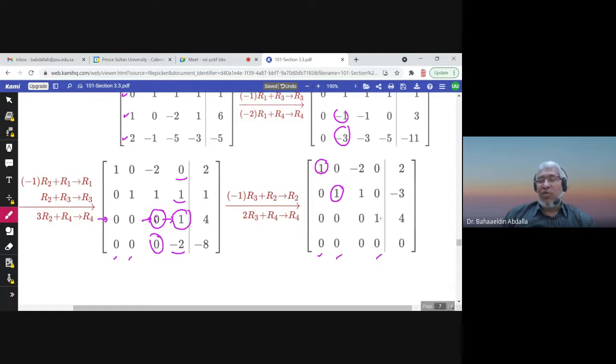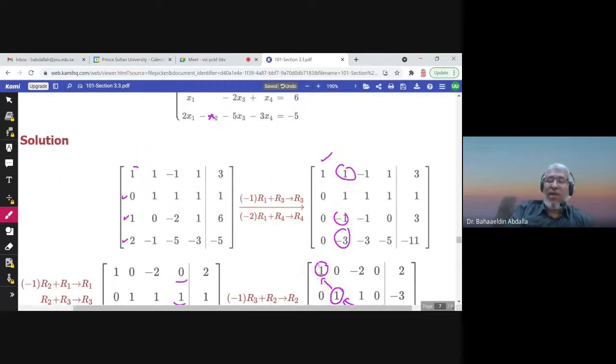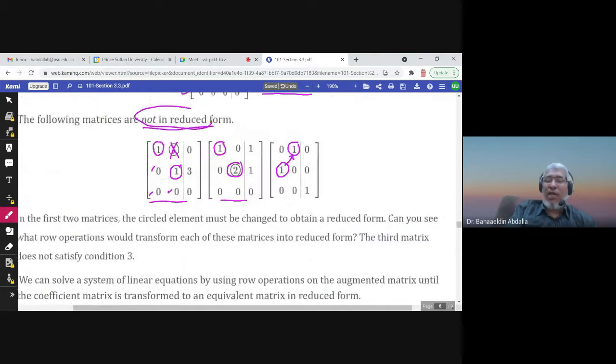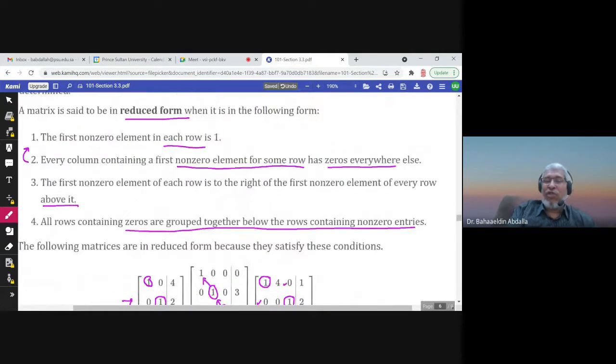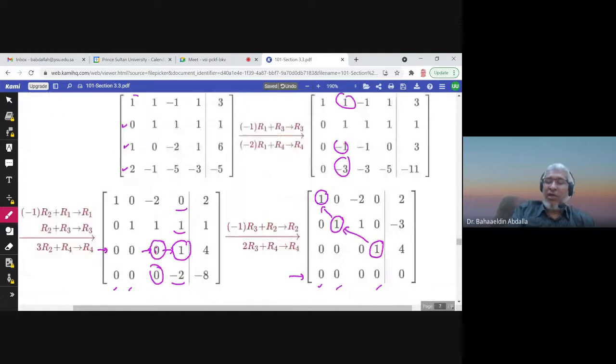In the third row, the first non-zero number is 1, and the numbers above and below are zeros. So conditions 1 and 2 are satisfied. Now this one is to the right of this one, which is to the right of this one. So condition 3 is satisfied. The row with all zeros is at the end of the matrix, the fourth row. So condition 4 is satisfied. And now we are in the reduced form. These four conditions are satisfied and we are in the reduced form.